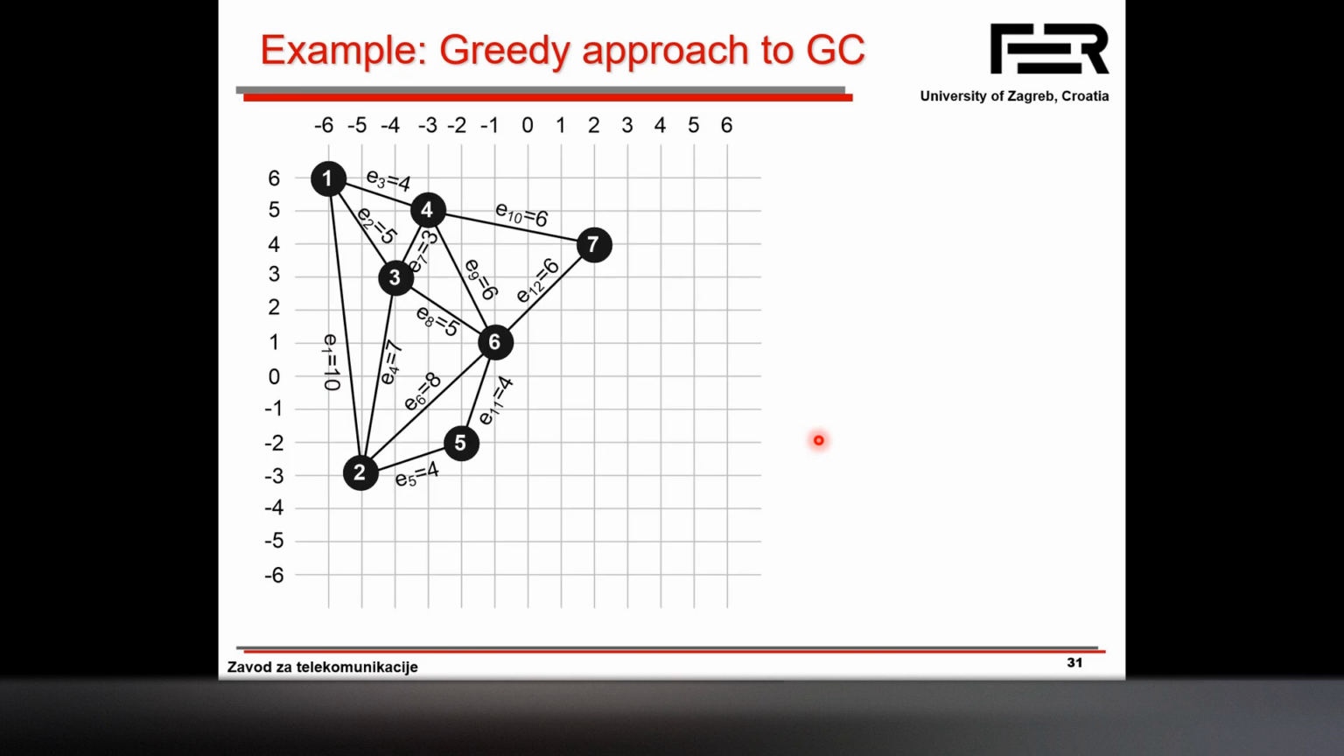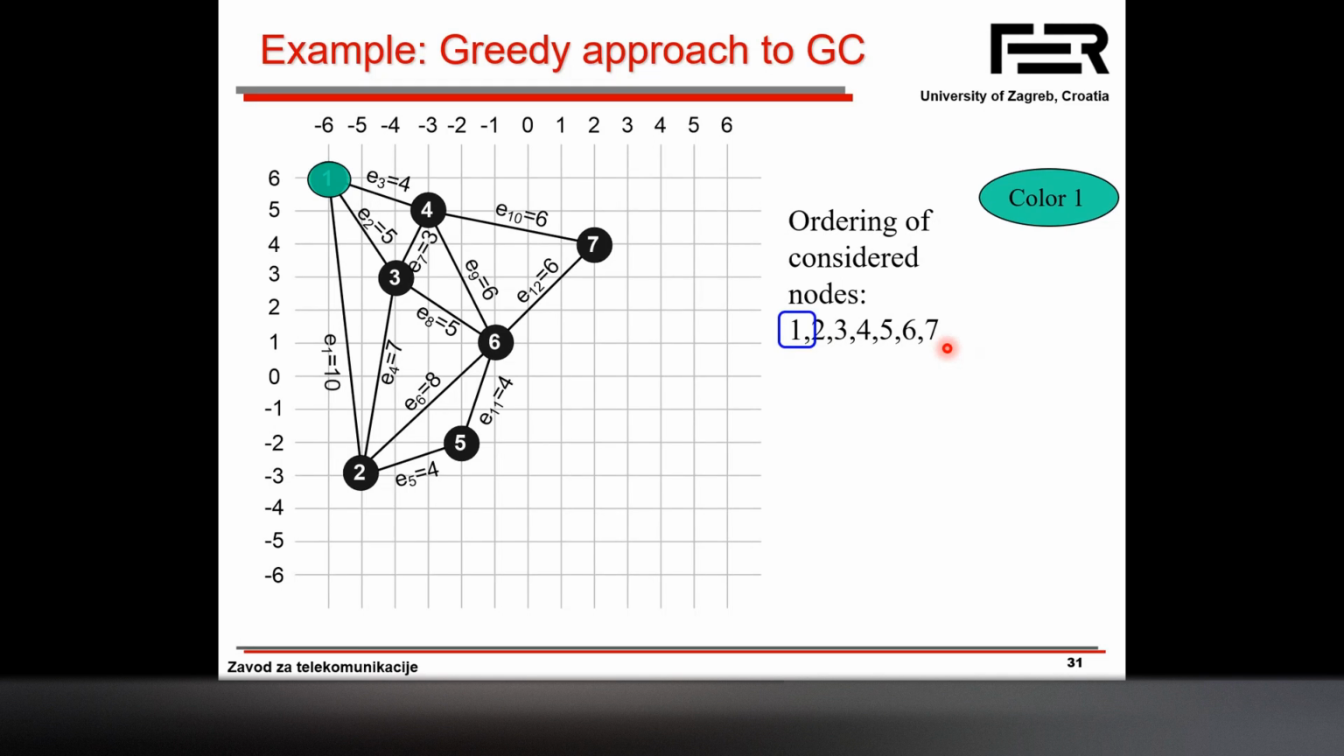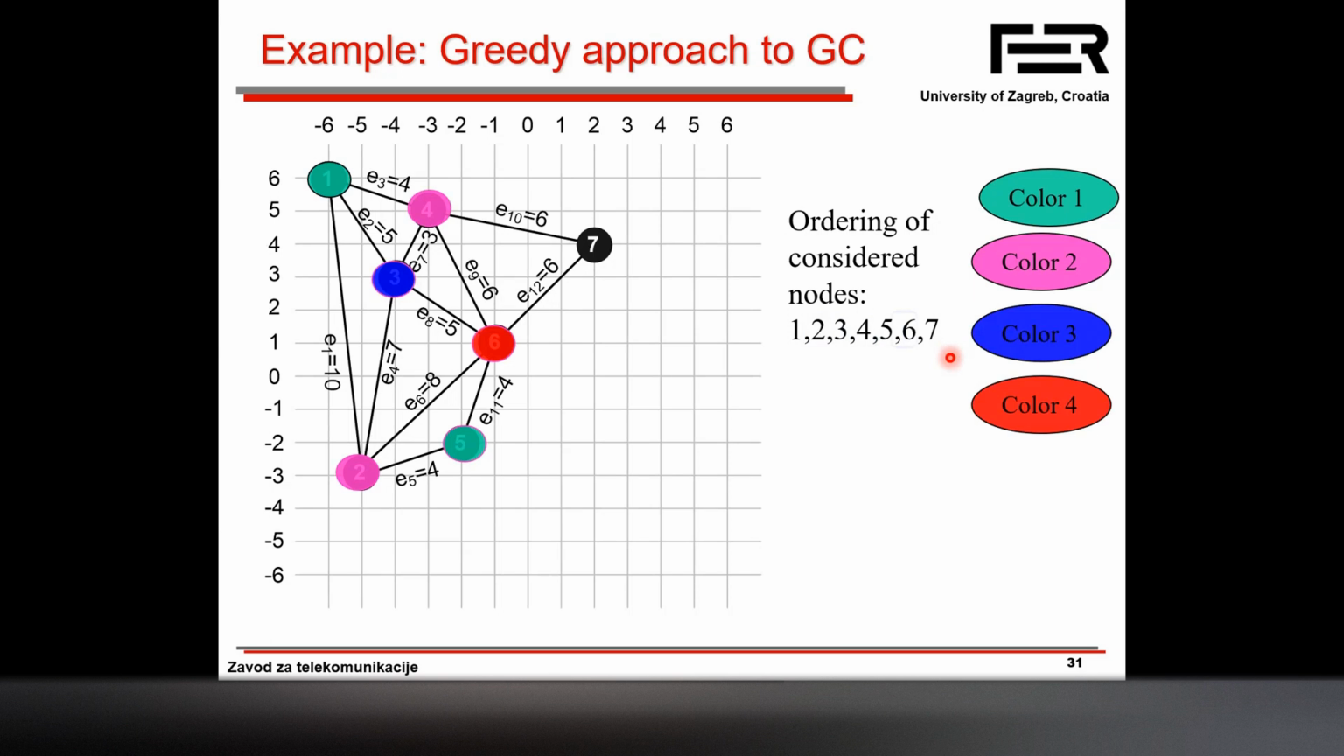So let's look again at an example. This was, I think, the same example or similar to what we had with the minimum spanning tree. Let's say that we're going to consider nodes in this order: 1, 2, 3, 4, 5, 6, 7. We start by coloring them. When possible, we use a color we've already used. Otherwise, we add a new color. 2, 3, 4, we can use the same color, 5, 6, 7, and so on. We end up with 4 colors.